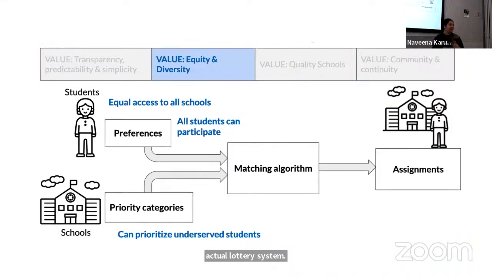The second value was equity and diversity, right? We thought that theoretically the system should promote equity and diversity because everyone has access to all the schools in the city. And I want to really emphasize that that's a big deal, especially within the United States, where schools in a neighborhood are funded by the taxes of that neighborhood. So telling people that you can go to whatever school you want, funded by people in another neighborhood, is a pretty big deal when you think about equality of access. All students can also participate equally in the system. And we're not naive in thinking that that by itself is going to solve the problem. The system is also prioritizing underserved students.